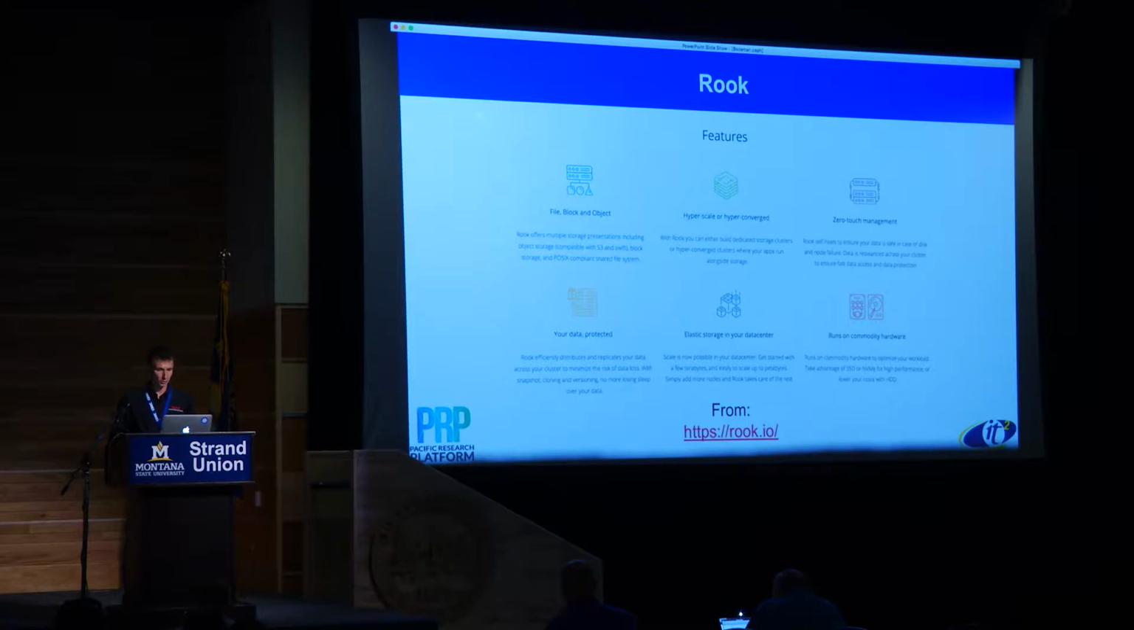Rook will make sure that your data is replicated. Again, you have controls over that. It's elastic, you can scale it, you just add more drives and it will scale up to petabytes. And it runs on commodity hardware. You just throw all the nodes and all the drives you have at it, and it will spread on all the drives and make sure that it balances the speed and capacity in the right way.